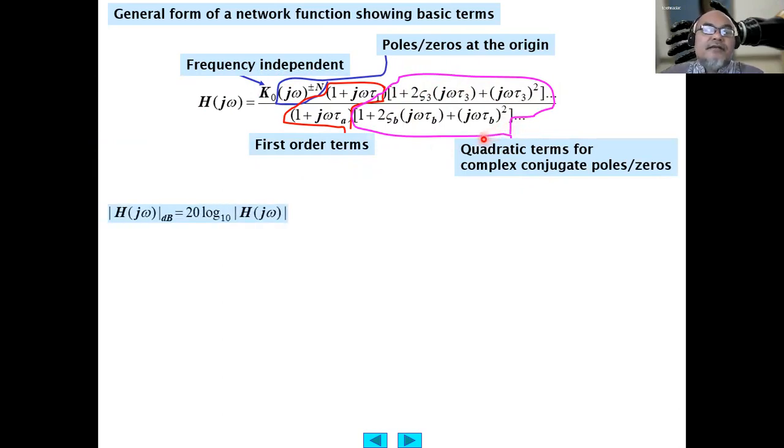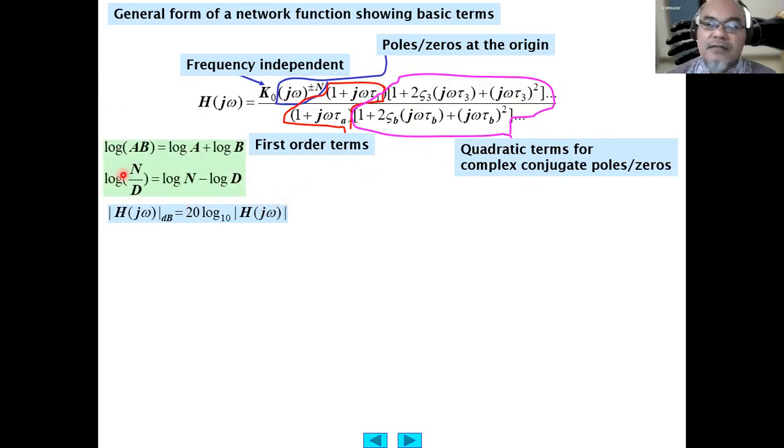Then we express H(ω) as 20 log |H(ω)|, in decibels. As we know from the logarithmic law, log AB equals log A plus log B, and log of n over d equals log n minus log d. This we use to estimate how the graph of this transfer function will look.